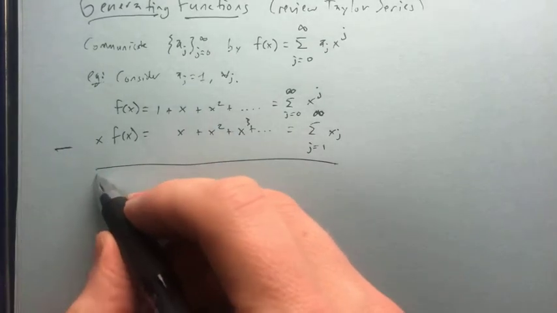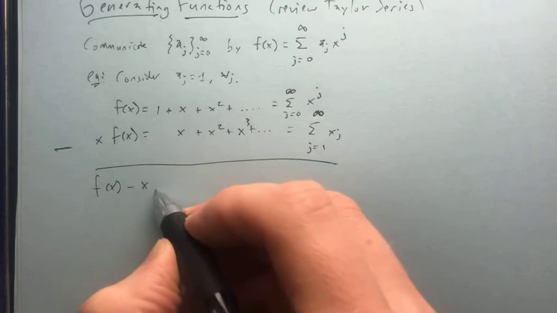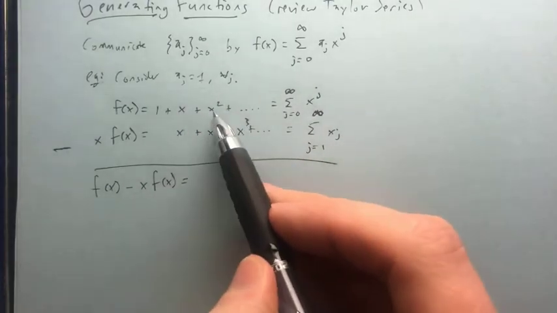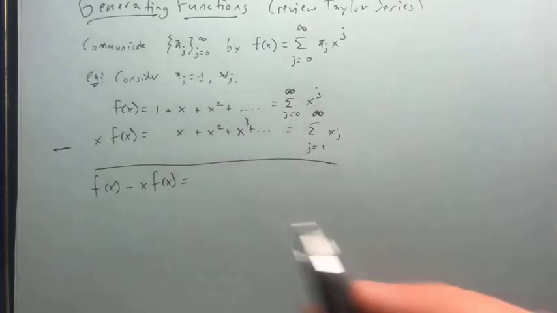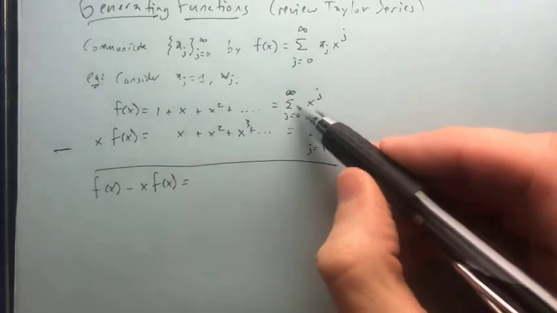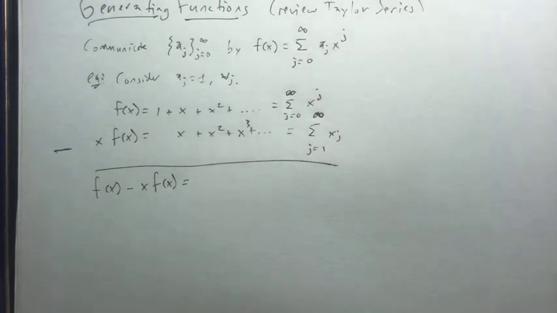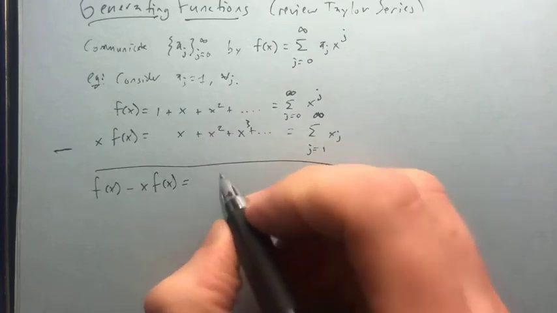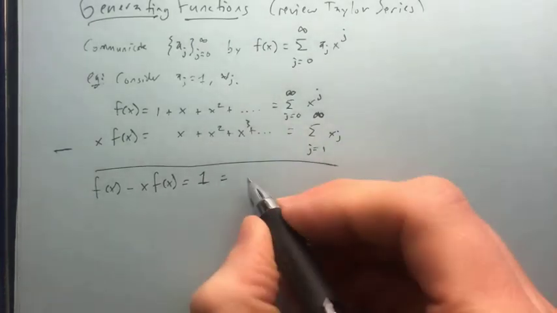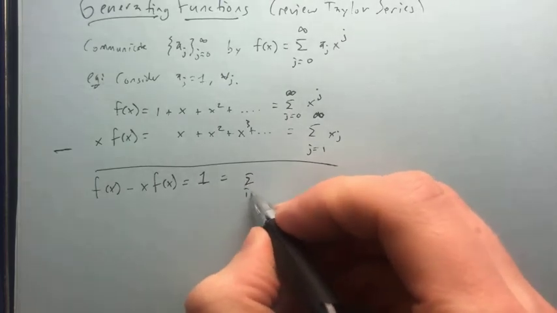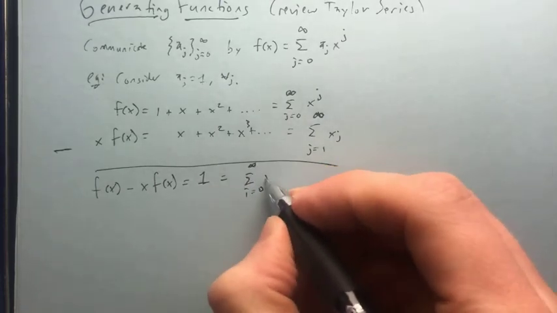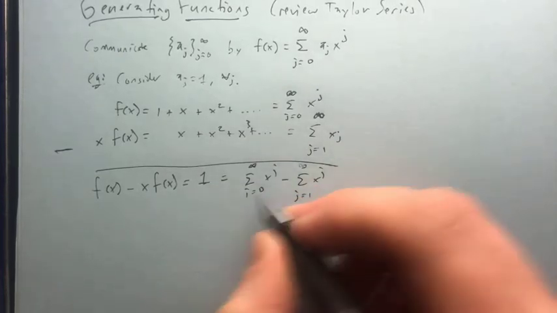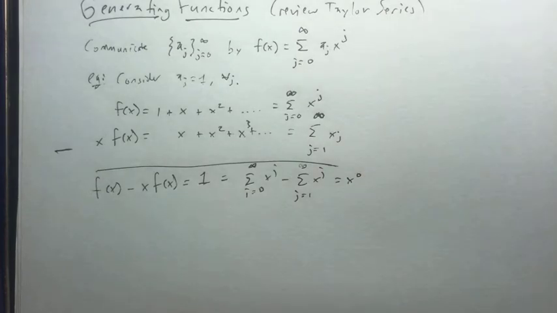And now if I subtract these two, then I have f of x minus x times f of x equals, well, notice everything is going to cancel out here: x minus x squared, x squared minus x cubed. Everything's going to cancel out except for the first term. When I subtract these two sums, I'm going to be subtracting everything except for 1. So this is going to be 1. And just to point this out, this is the sum as j goes from 0 to infinity of x to the j minus the sum as j goes from 1 to infinity of x to the j, which is just going to be x to the 0. It's the only thing that's left.